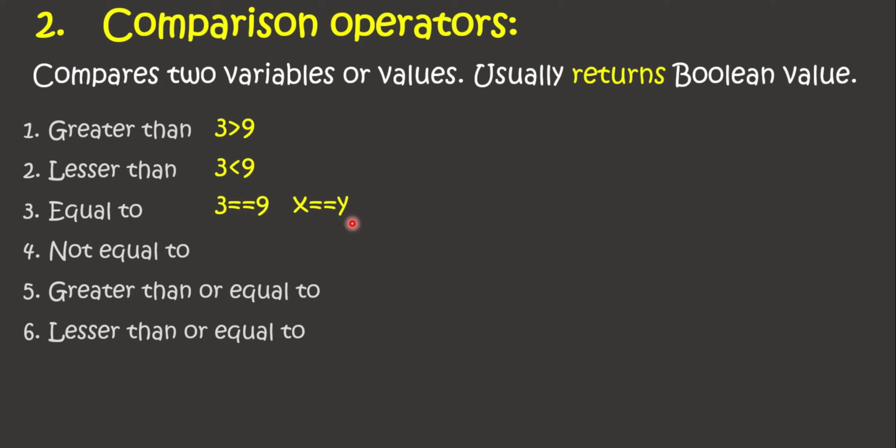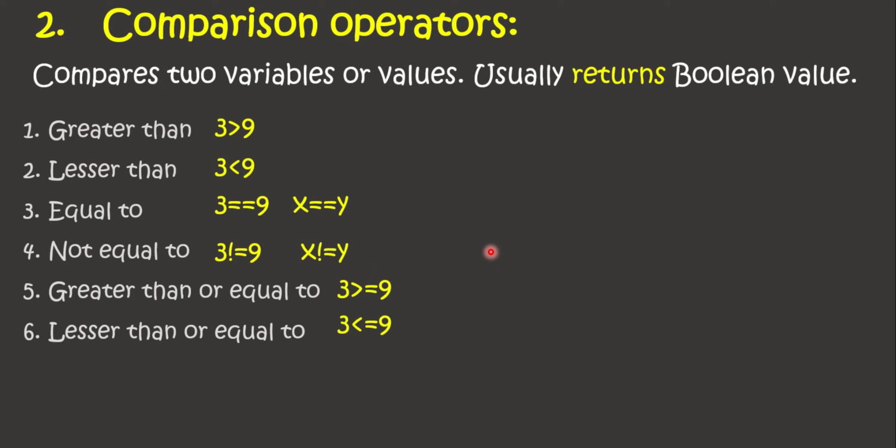Or you could place variables instead of numbers. So we are doing x equals y. It would check if two numbers or variables are equal or not. Not equal to is denoted by an exclamation mark and an equals sign. So is 3 not equal to 9? Yes. For greater than or equal to, we use the greater than symbol and the equals symbol.